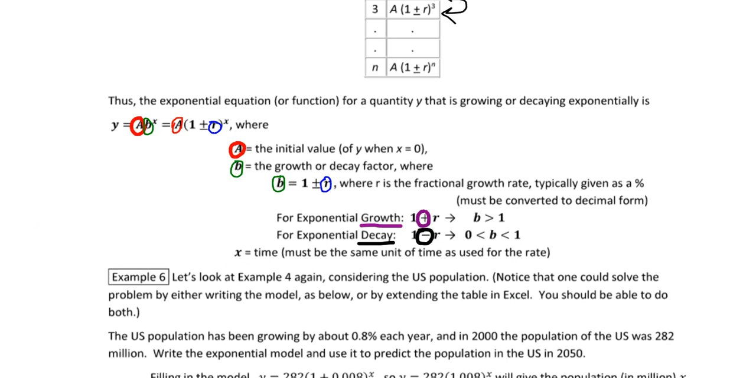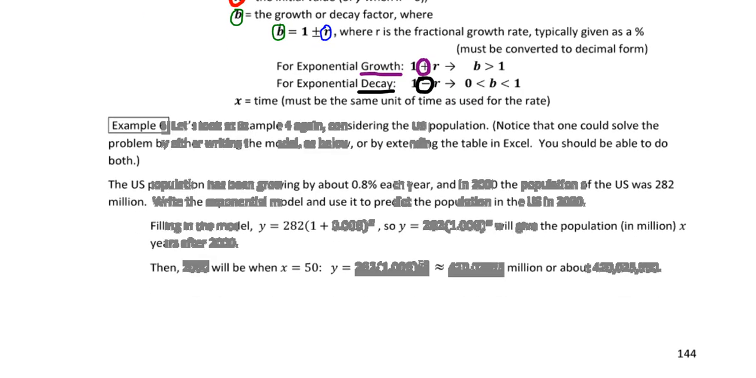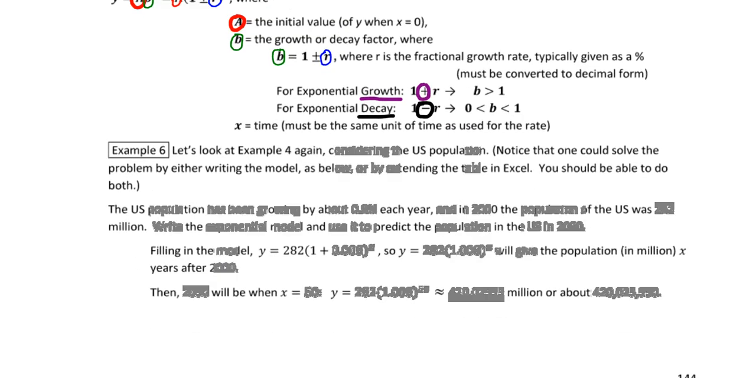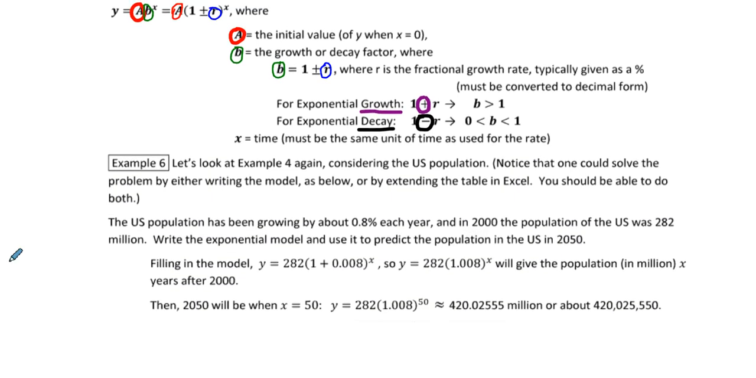So let's take a look at an example that we did last time, but we did it in Excel. We set up a spreadsheet. Now we're going to do it with an equation. So let's keep my equation displayed here at the top. The U.S. population was growing by about 0.8% each year. In 2000, the population was 282 million. We're going to write out the exponential model as an equation here.